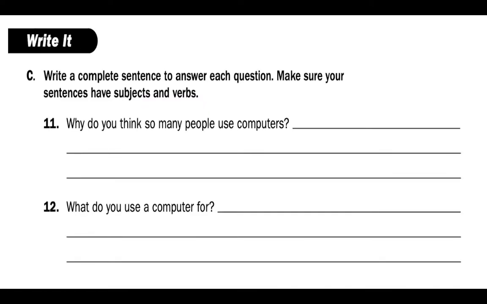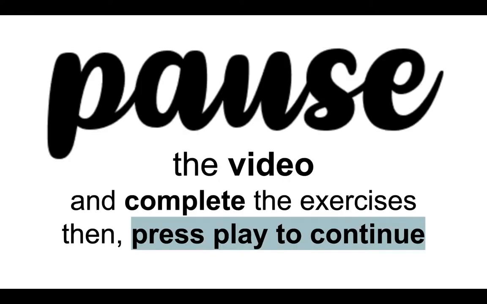Part C says write a complete sentence to answer each question. Make sure your sentences have subjects and verbs. Remember when we used to use the RACE strategy and the first parts were restate and answer? That's what you're going to be doing with these questions. Make sure you use the words in the question to help you restate it and make it a complete sentence with a subject and a verb. Pause the video and answer questions 11 and 12. Then press play to continue.